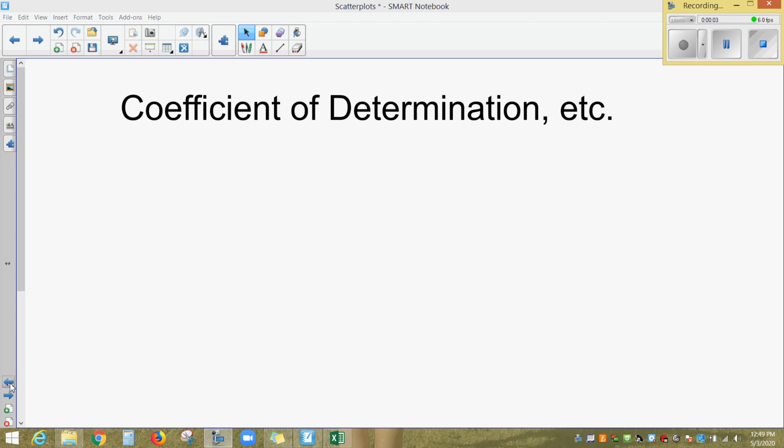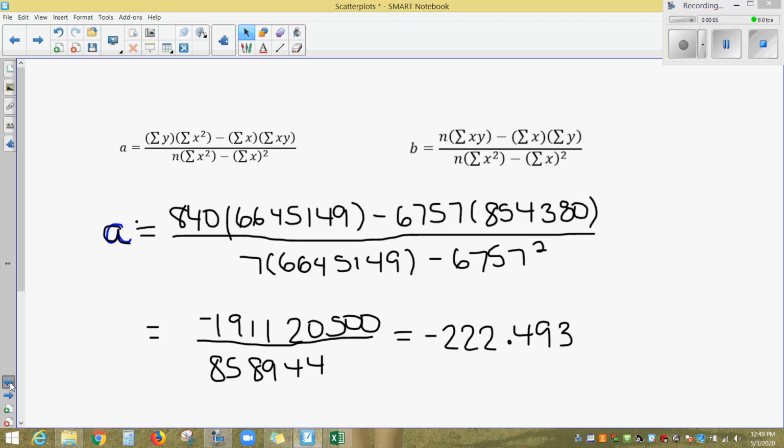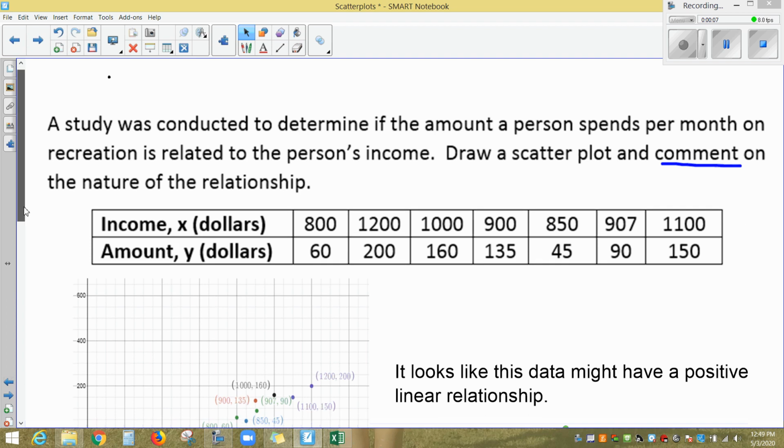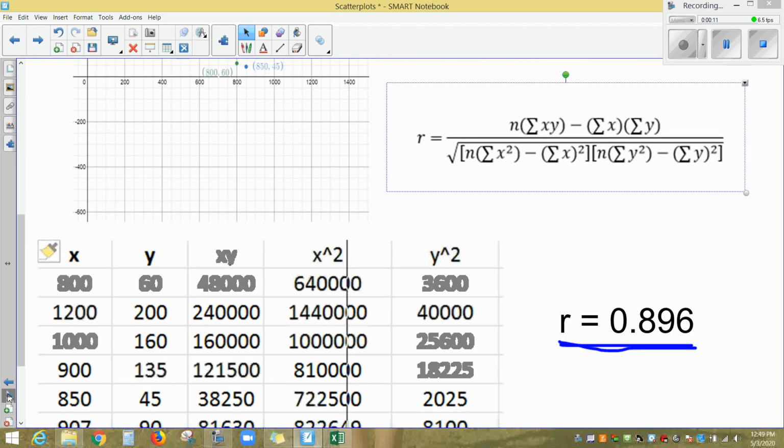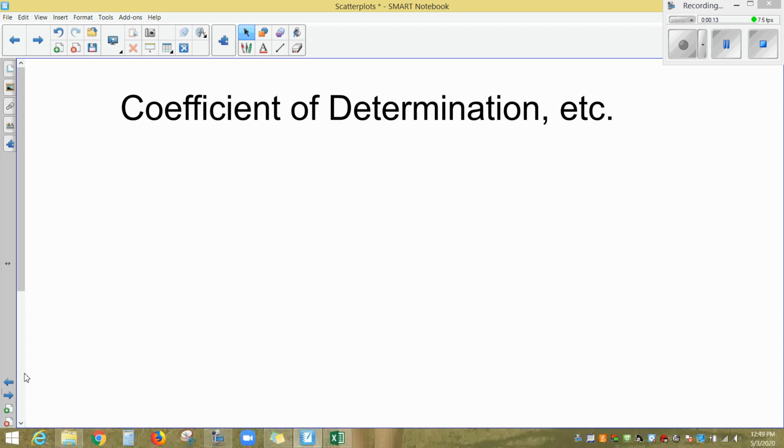Now that we've learned how to find regression lines for data that we've determined has a strong linear relationship, we're going to talk about the coefficient of determination, different types of variation, and some questions we can answer and information we can find from our regression model.